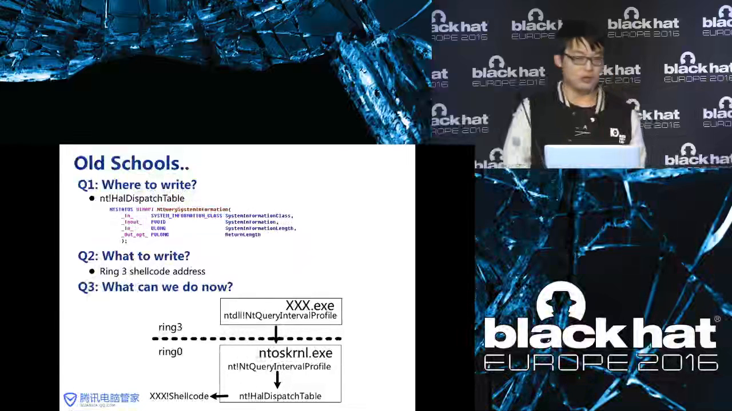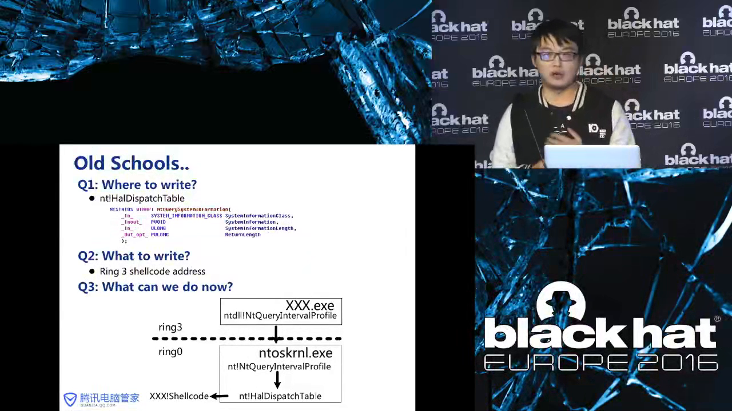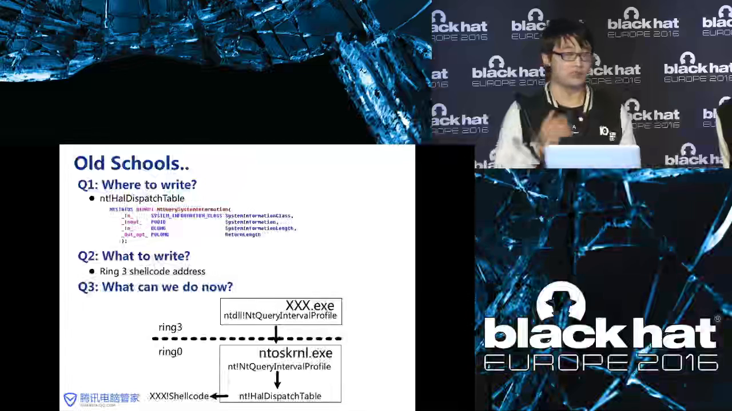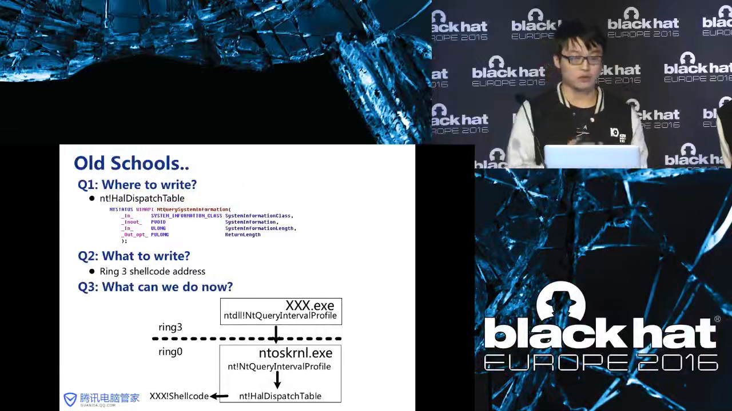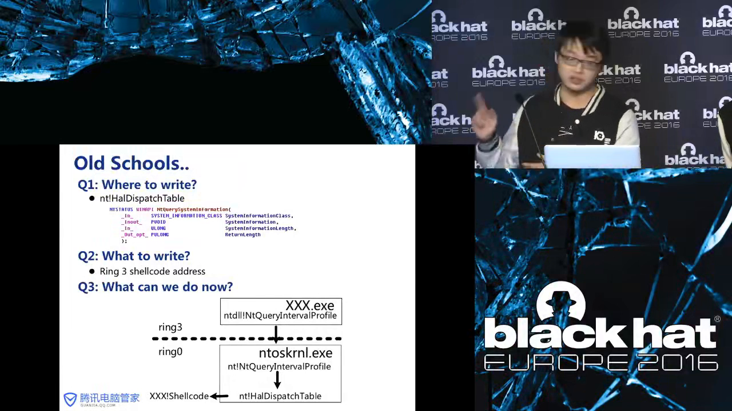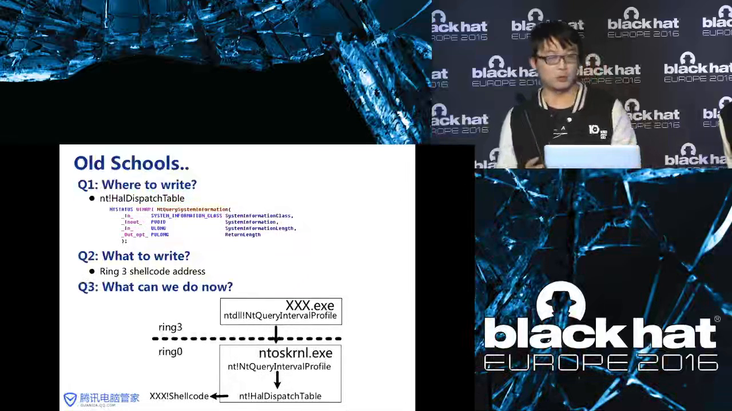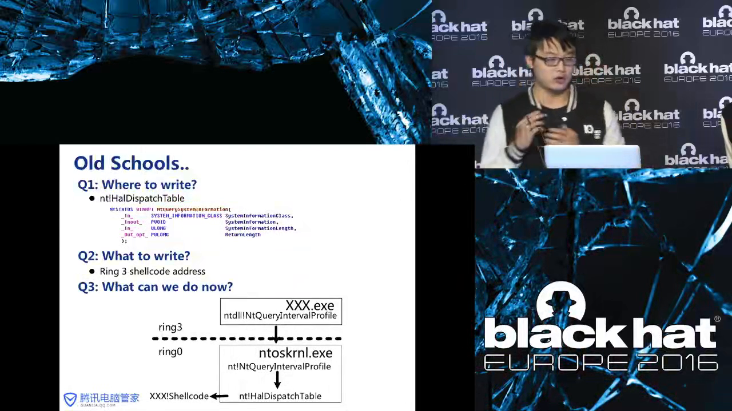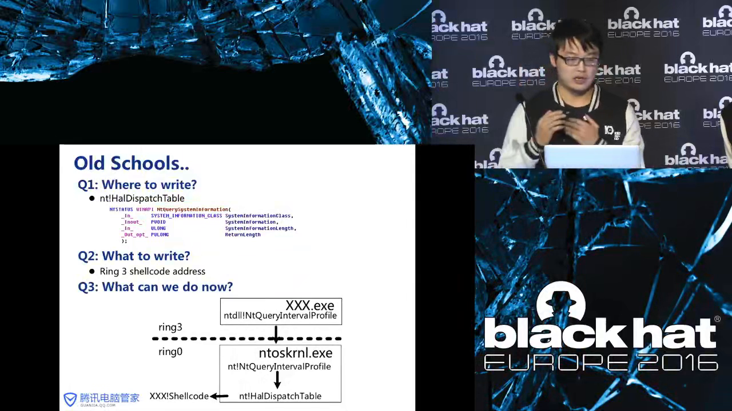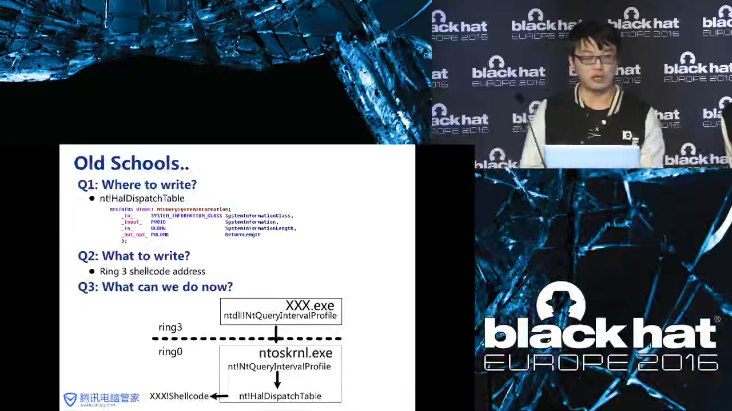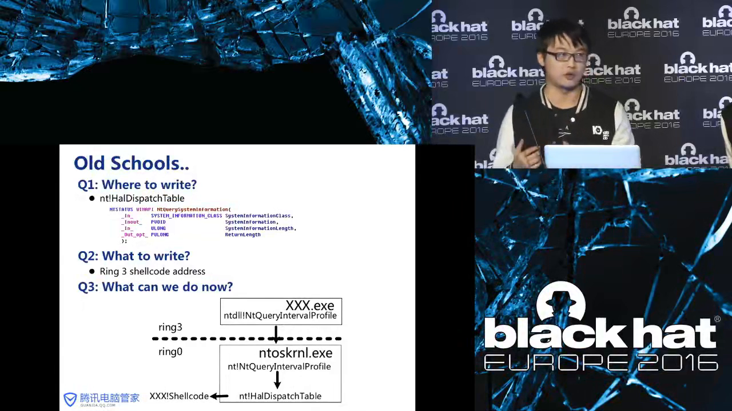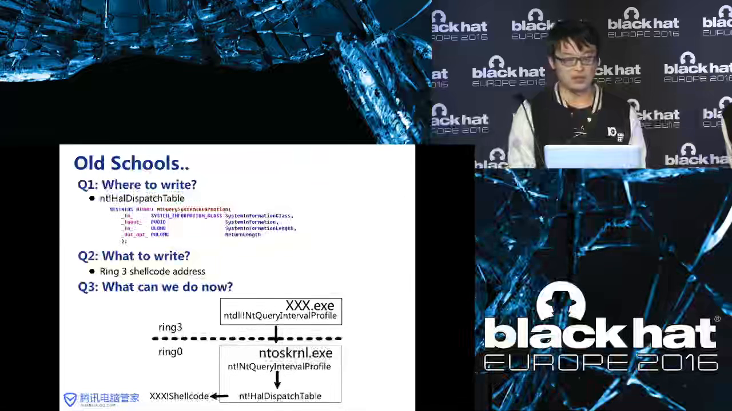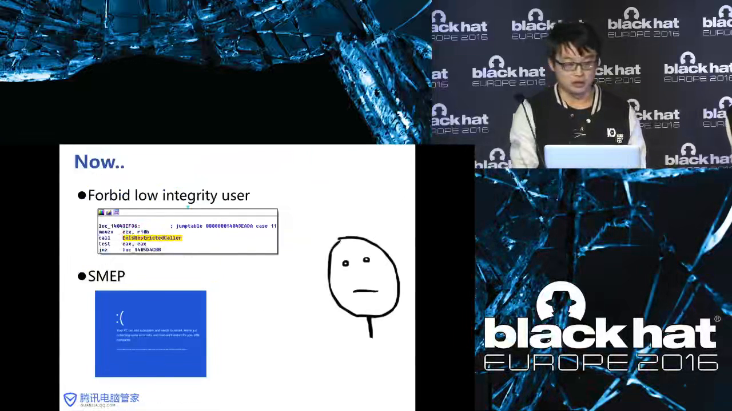So what we need to do is replace one or many of the starting addresses with our shellcode address in the user space. Then when we call the function NtQueryIntervalProfile, which has a kernel version, the kernel version will find the starting address in the HAL dispatch table, which is now our shellcode address in the user space, and execute our shellcode. So it was very easy in the old school days.